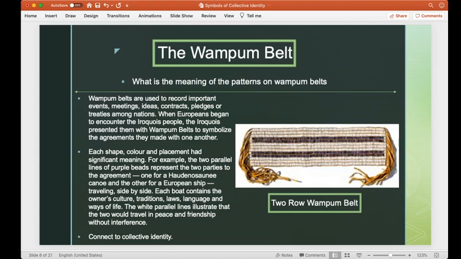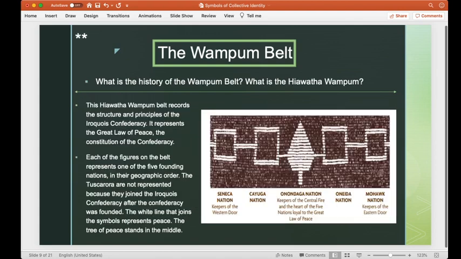And then the Iroquois, the wampum belt shows that it's part of a great nation. So you have the 2 parallel lines. Each boat has its own. So each parallel line has its own culture and tradition and laws, but they're working together. The white lines, though, they show that they travel in peace and friendship without interference. So right away, we have another symbol that proves the identity, the collective identity of the people.